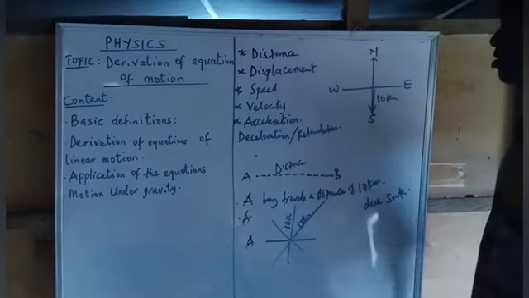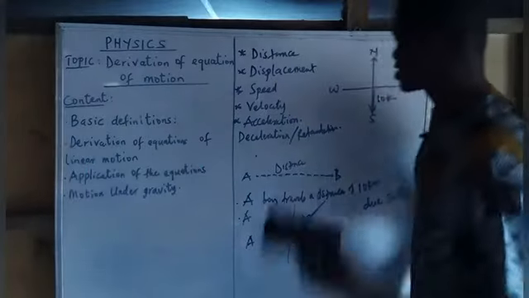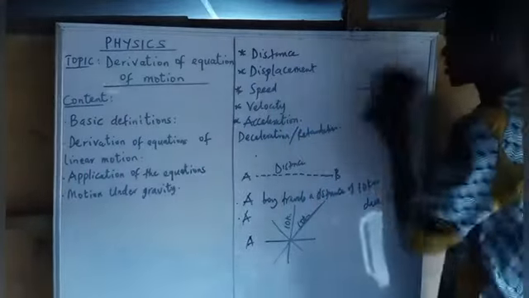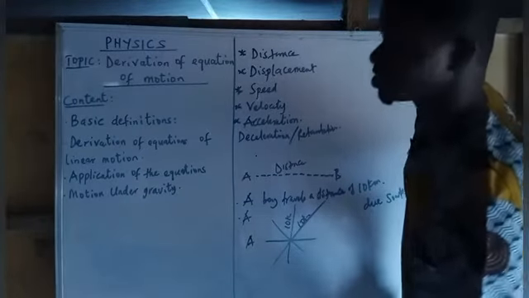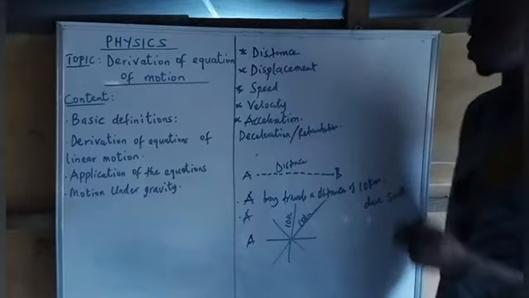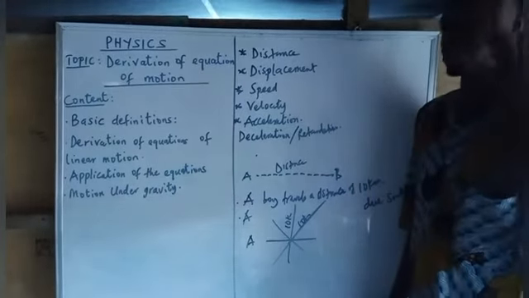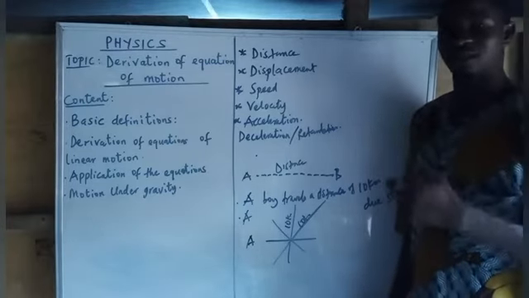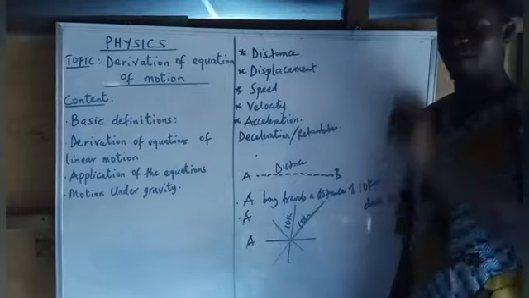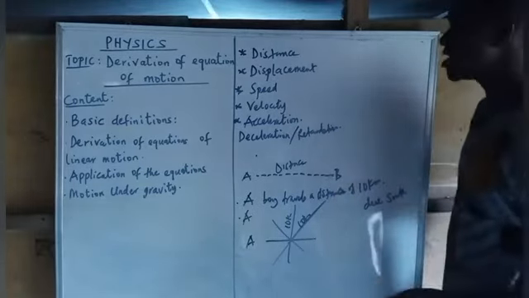Let's move to the third concept, which is speed. What is speed? We define speed with respect to distance. As you all know, if you look at any car or vehicle, there is what is called the speedometer. What is the function of the speedometer? It takes the reading of the distance covered within a particular time interval. So that will take us to the definition of speed.